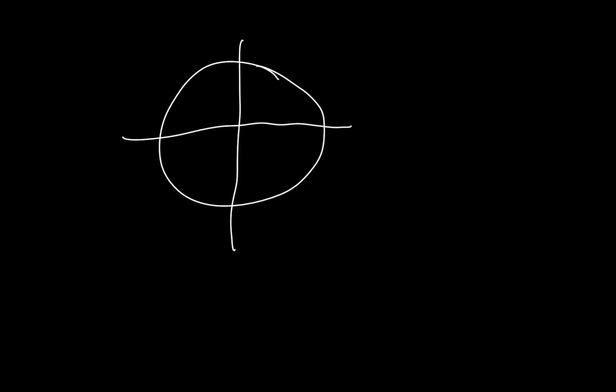So the unit circle looks like this. It gets its name because it has a radius of 1 or 1 unit. So this would be 1, this would be 1, this would be negative 1, and this would be negative 1. Okay? The center is at 0, 0.